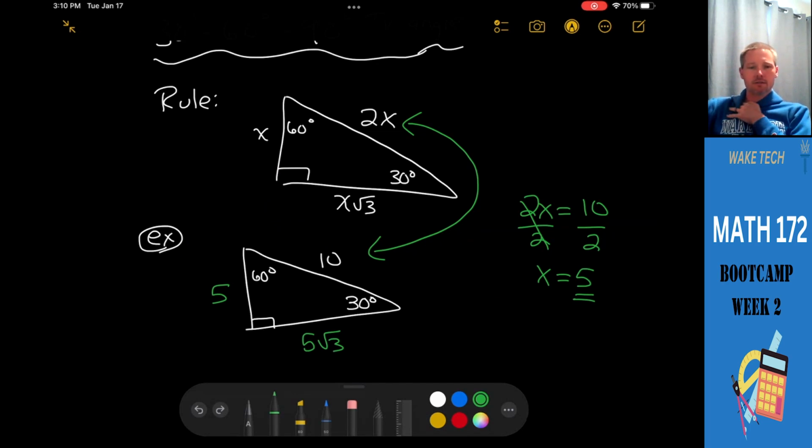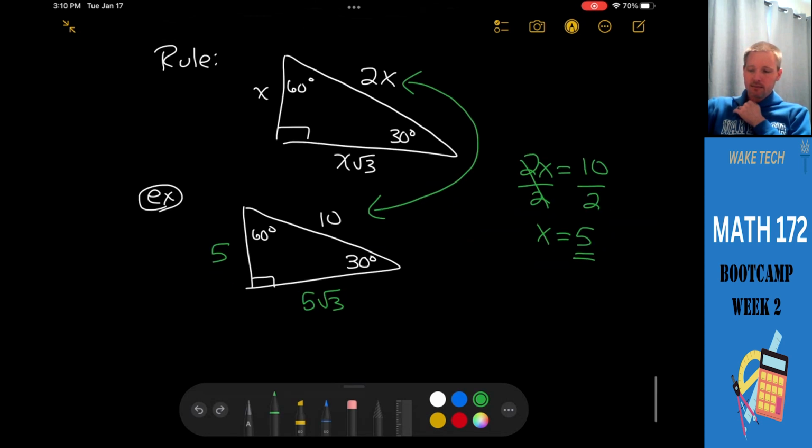Questions about how that works? We're going to do some more. So that's the general idea. Questions about anything we just said?